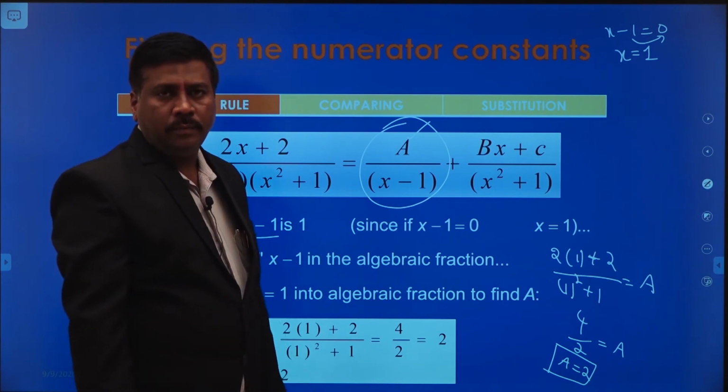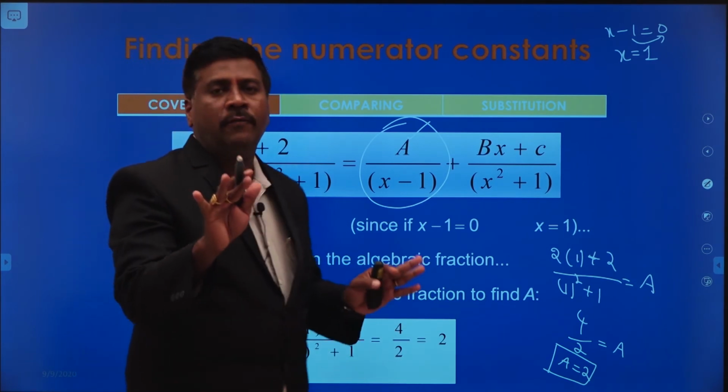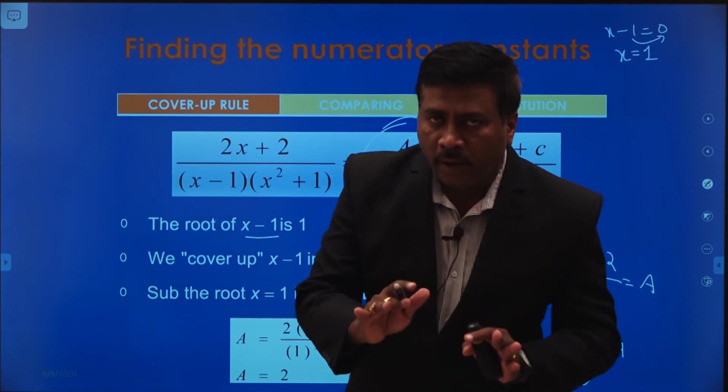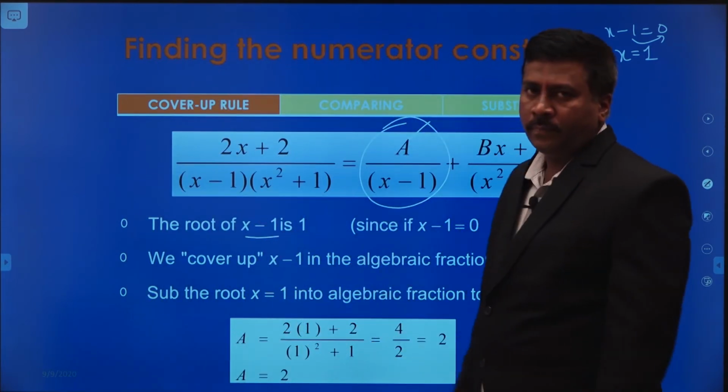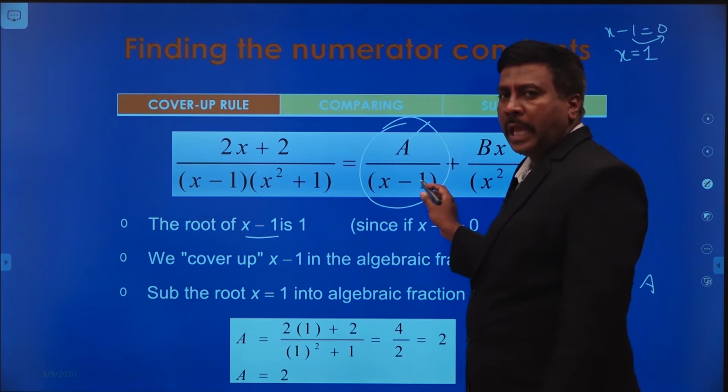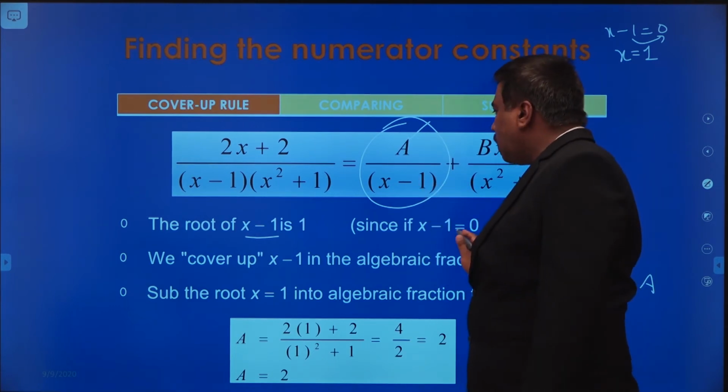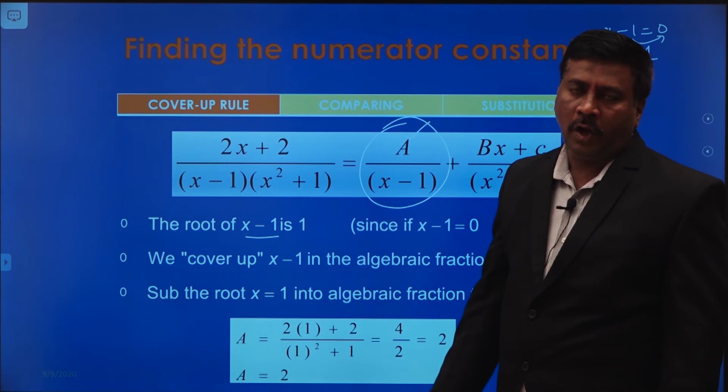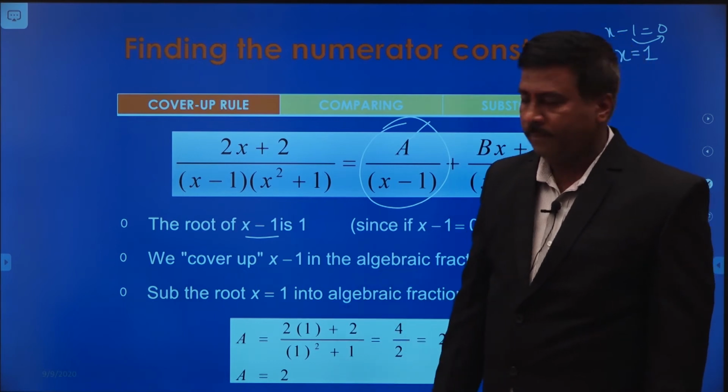This is the technique only. Suppose the problem is asking for 1 mark, then for that purpose I have to do like this. Suppose here x minus 2 is there, then directly I substitute x equal to 2, and automatically you will get the value for A.